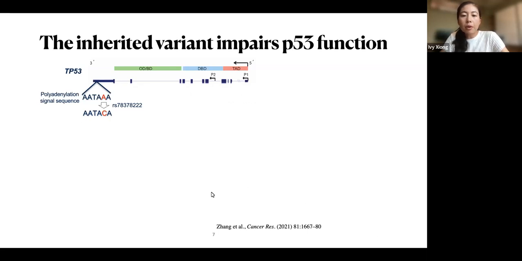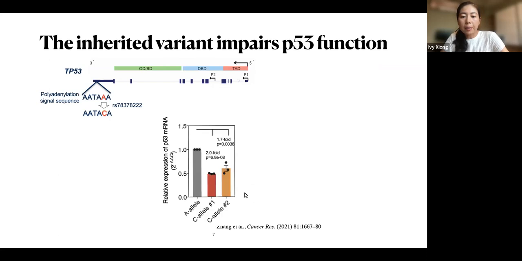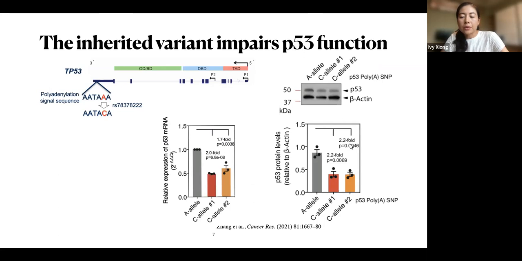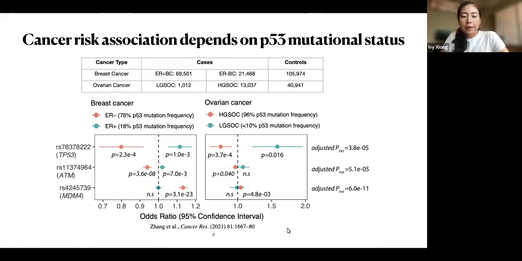And you can also model this variant in a haploid cancer cell line, basically a cell line carrying either the A allele or the C allele. And again, we're seeing that PP3 expression, quantified by mRNA level, is down by twofold. That's also the case when you look at protein levels. So this variant turns out to actually interact with the PP3 somatic mutational status.